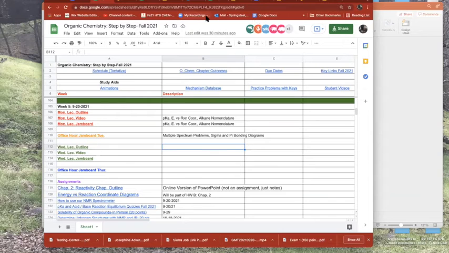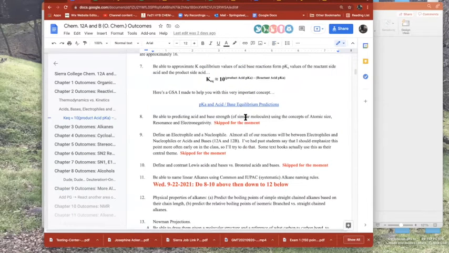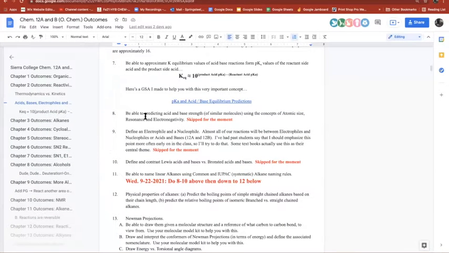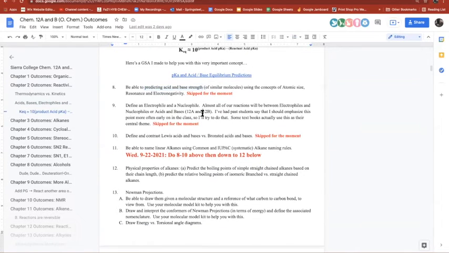Okay, so we left off with chapter 2, we're in the outcomes there. And I skipped the predicting acid-base strength. This is actually kind of a big topic, and I'm going to do that shortly. But first, I'll do this smaller one. This 9 and 10, those are pretty easy. So this material, these 3 outcomes, I won't put on the exam.